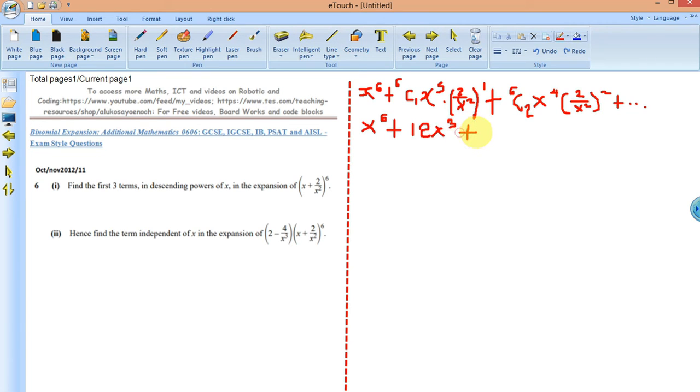Plus 6 combination 2. I need to use my calculator to confirm that. 6 combination 2 is 15. 15 times 4, because this is 2 squared, that is 4. So 15 times 4 is 60. And now this x squared all squared is x raised to power 4, so x raised to power 4 cancels with x raised to power 4, and I'll be left with 60 here.